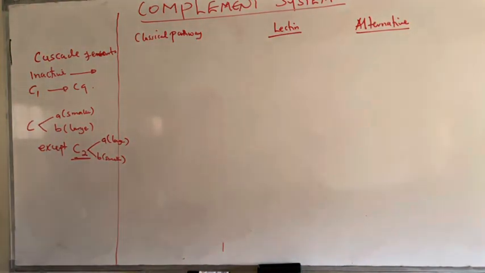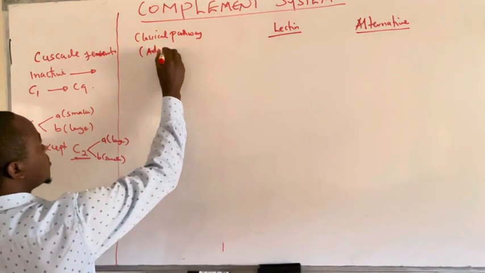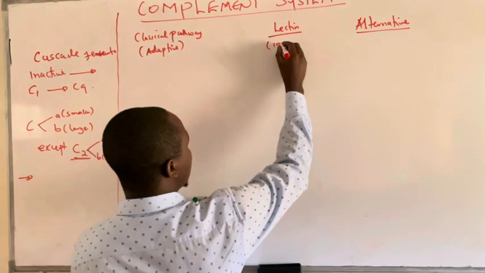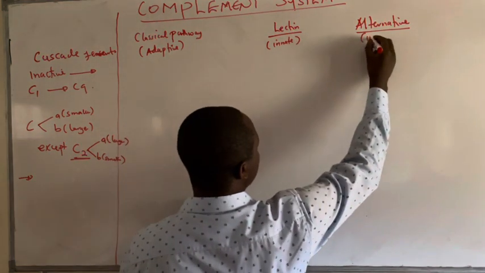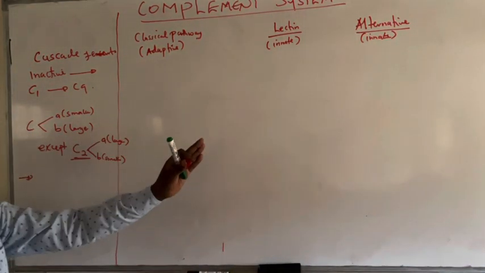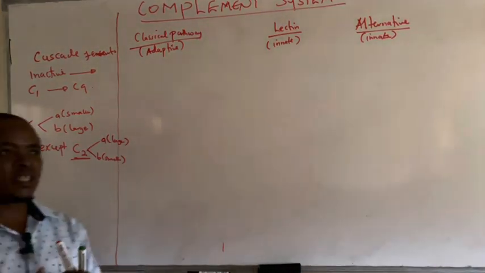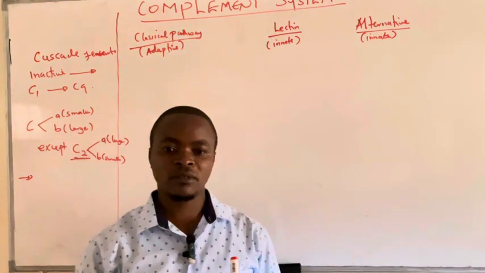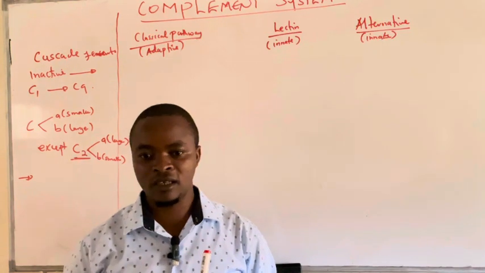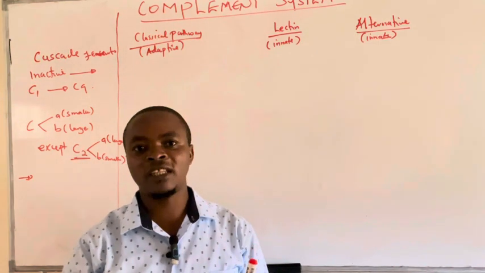And this complement system has types. We shall see the classical pathway being adaptive, meaning it is specific, whereas the lectin binding pathway and the alternative pathway are innate, meaning they are non-specific. So in other words, this complement system has 3 pathways. Some books call them 4, including the lytic pathway, which is from complement 5 up to complement 9. So we have the classical pathway, the lectin binding pathway, and the alternative pathway.